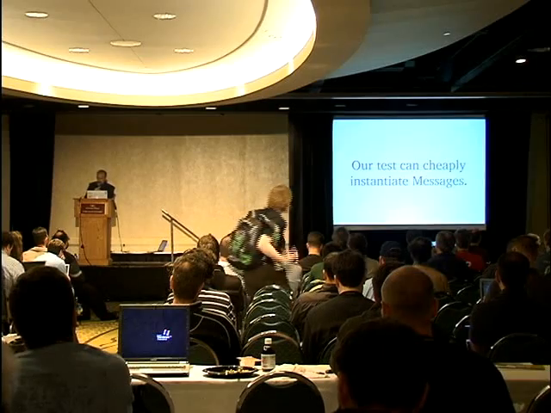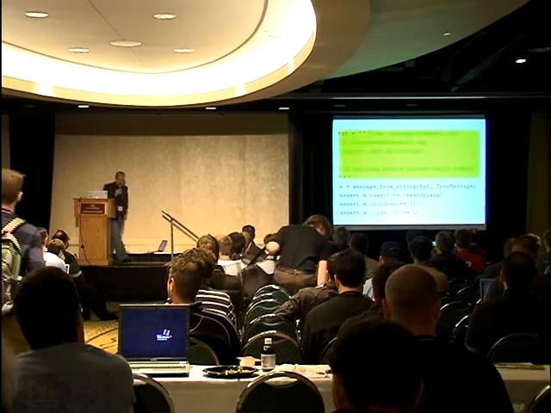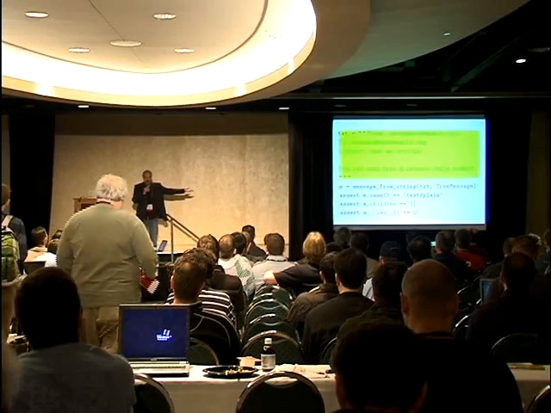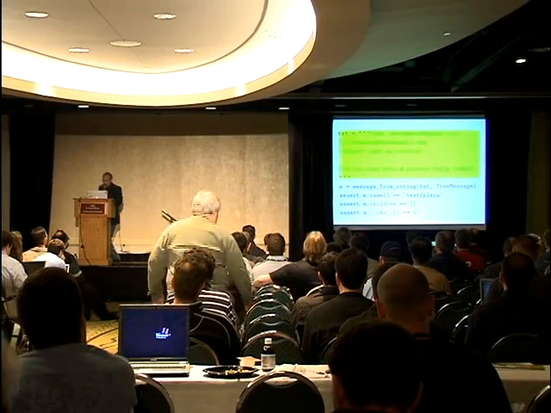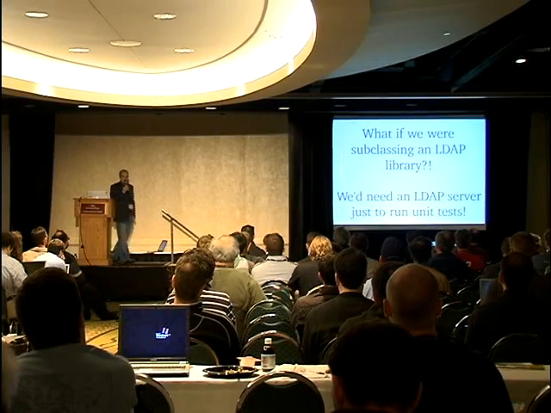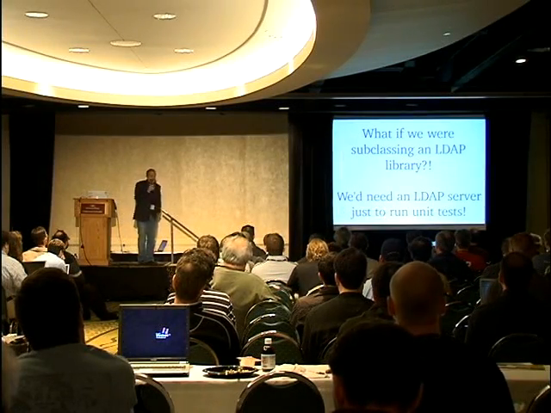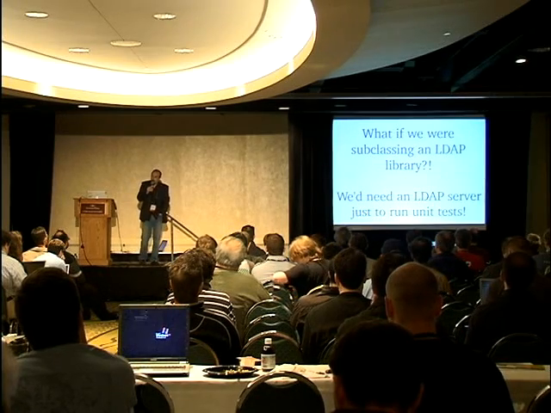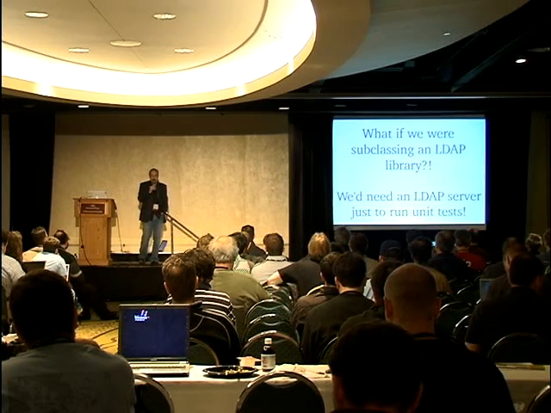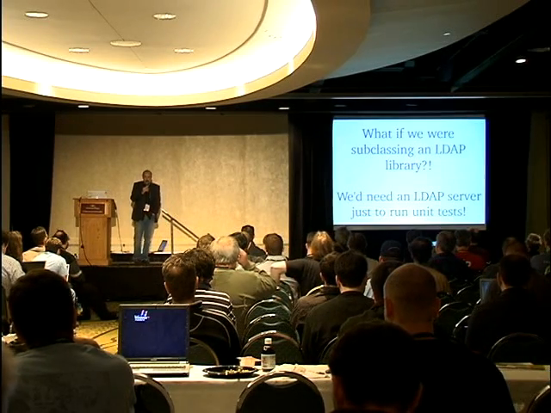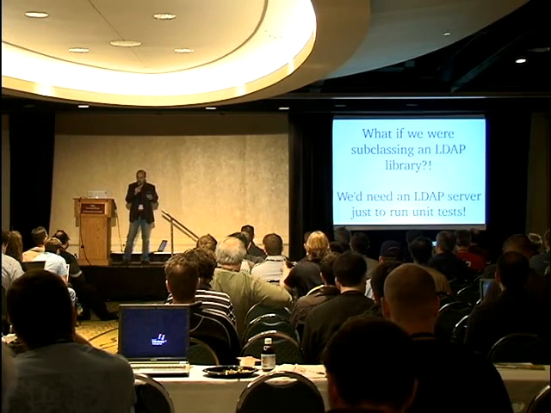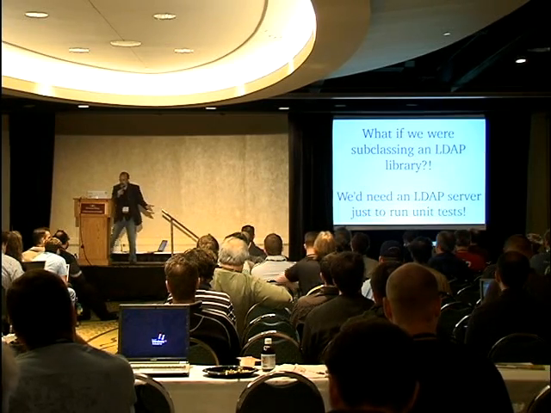Because our test can cheaply instantiate messages. Here, using some cheap yellow highlighter, I've highlighted the fact that a text string is all we need to create a message. So it was really, really easy to stick it into a unit test. But what if we did this subclass in, say, an LDAP library, or an object that backed into the database? What if we did something that was expensive to set up and create? We probably couldn't have had unit tests. We would have had to have end-to-end functional tests as the only way to see if our three tiny little functions even worked.